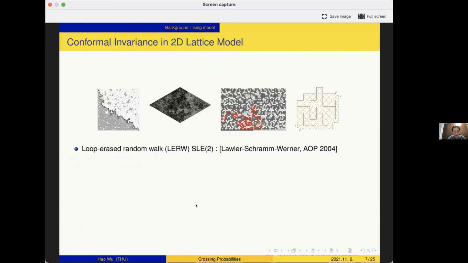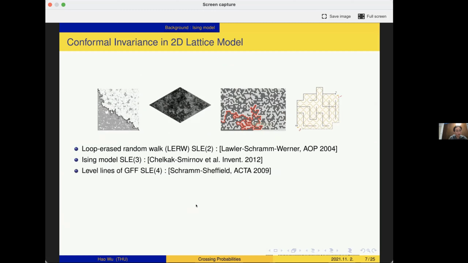So far, there are in total 6 models proved to be conformally invariant. So here, let me summarize what these 6 models are. The first model is called loop erased random walk. It was proved that the scaling limit of loop erased random walk will converge to SLE2. The second one is the Ising model, the one that we just introduced. So the interface in the Ising model will converge to SLE3. The third one is the level line of the Gaussian free field. It turns out that after properly defining what we mean by the level line of the Gaussian free field, the level lines turn out to be an SLE4 process.